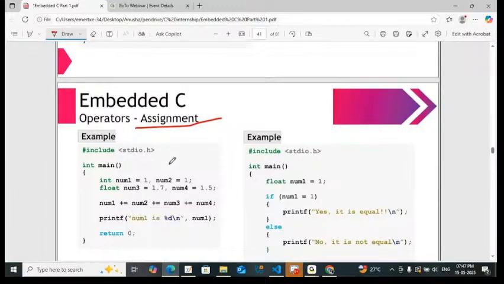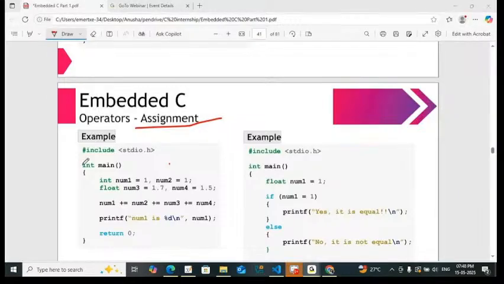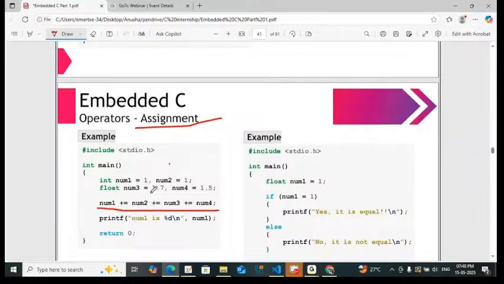So assignment operators are used to assign the value to a variable. All of your assignment operators are used to assign the value to a variable. So here I am trying to assign the value to the variable on the left hand side. In this case, I am using an assignment operator. I'll just copy this and explain how this is going to work.